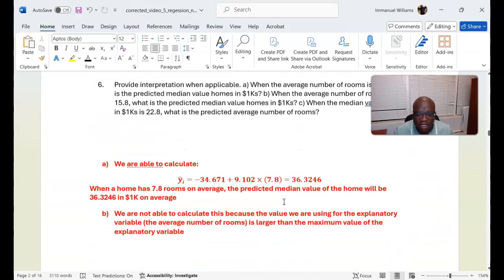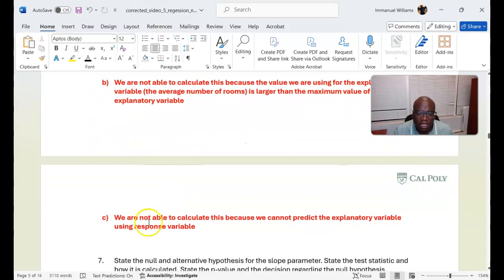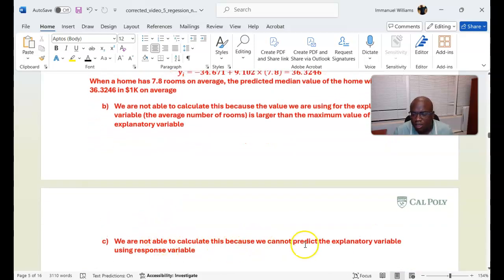With that said, I'm pretty sure that's what I said. We are not able to calculate because we are using the explanatory variable rooms, which is larger than the maximum number. That's part B. In part C, we are not able to calculate the measure because we cannot predict the explanatory variable using the response. That's not how it works in statistics.